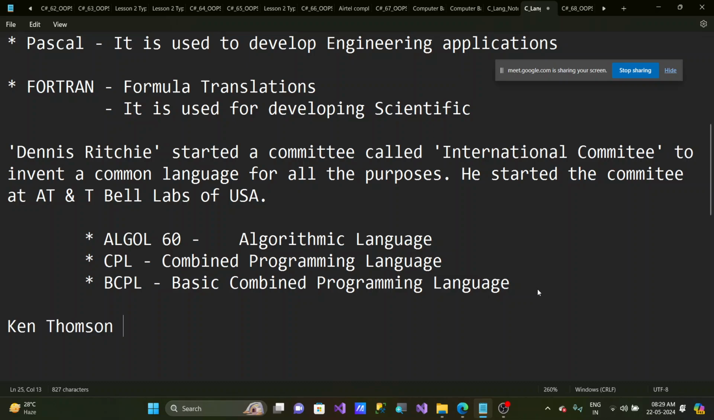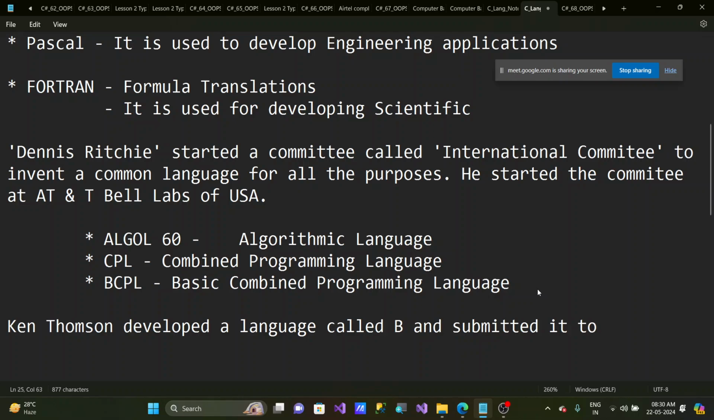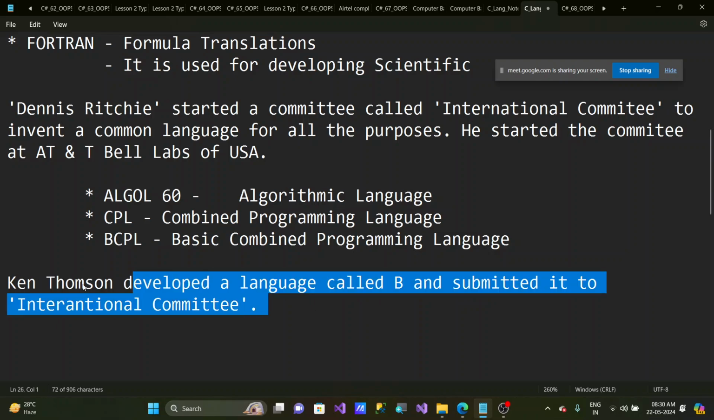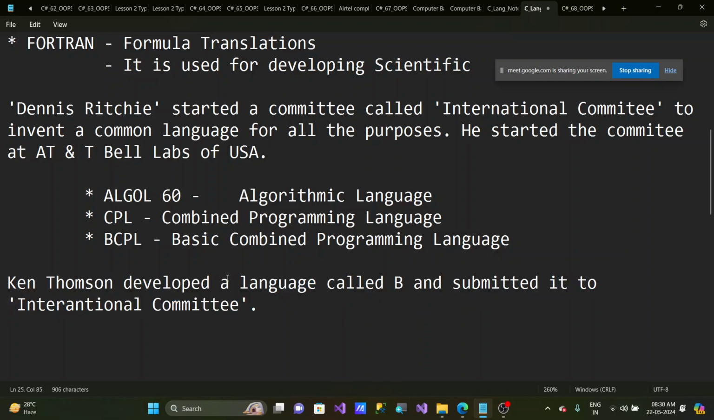Ken Thompson developed a language called B language and submitted it to the international committee. He said, I developed a language called B language, so please have a look at it. If it really meets your requirements, definitely use it, and let me know how it is helping you. Like that, he announced it and submitted the language B to the international committee.